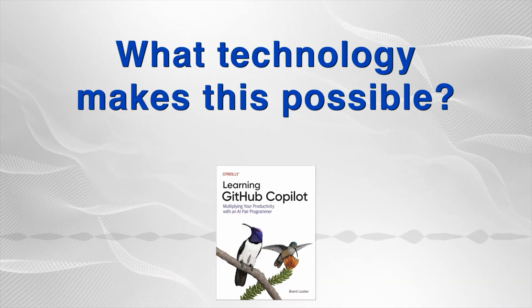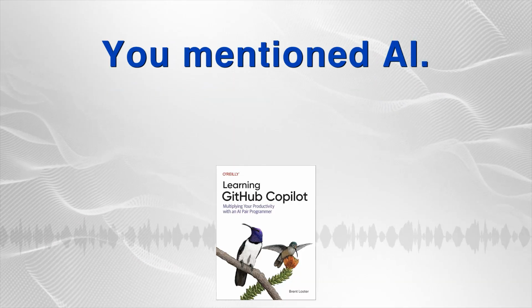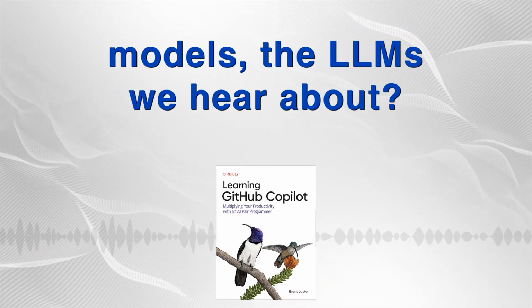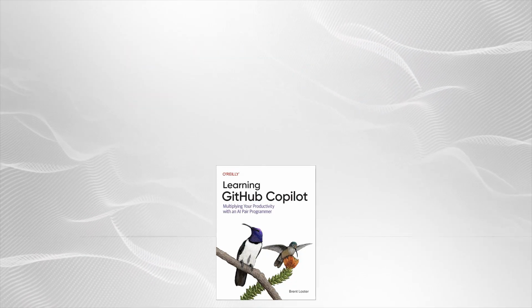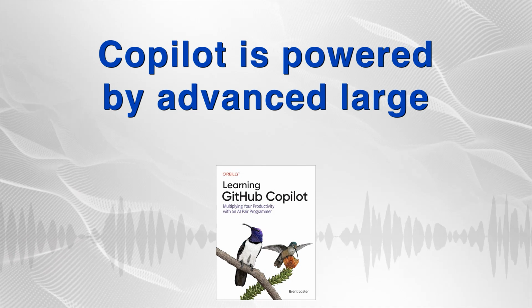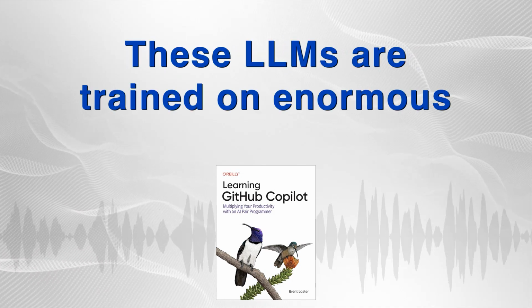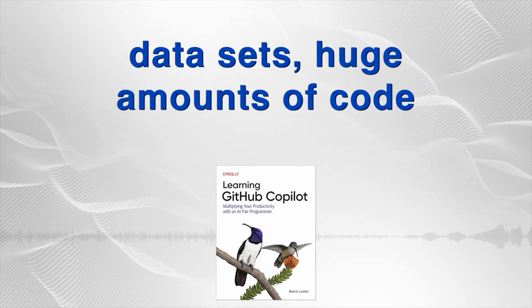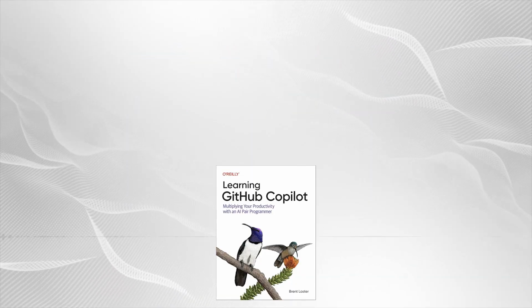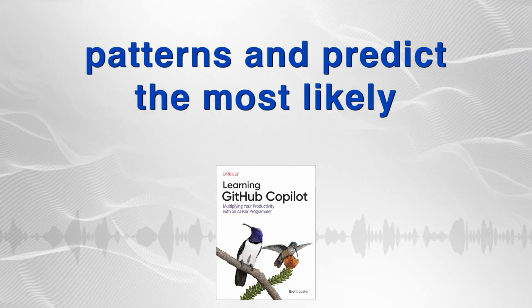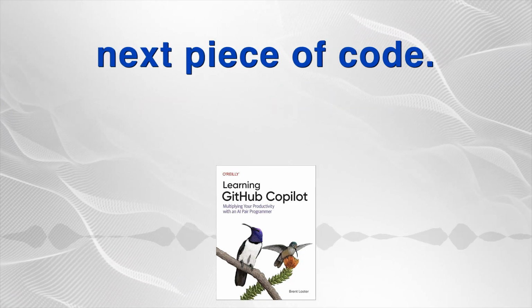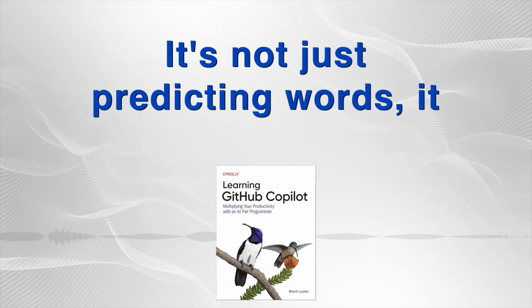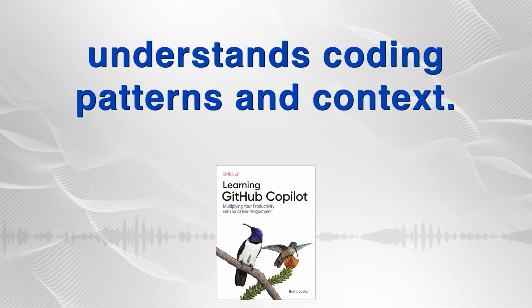That seems clear. What technology makes this possible? You mentioned AI. Does it use these large language models, the LLMs we hear about? It does, yes. Copilot is powered by advanced large language models. These LLMs are trained on enormous data sets, huge amounts of code and text. This training allows them to recognize patterns and predict the most likely next piece of code. It's not just predicting words, it understands coding patterns and context.